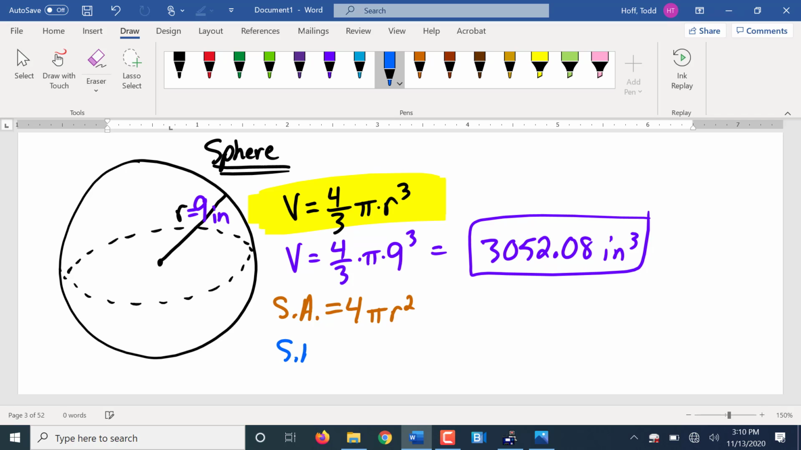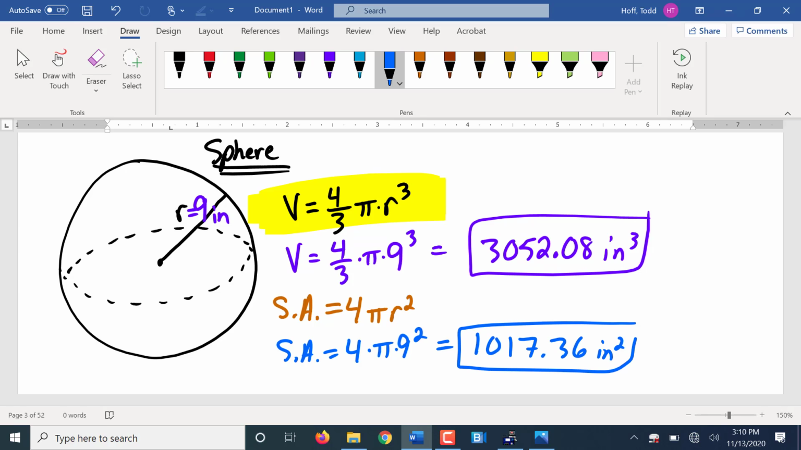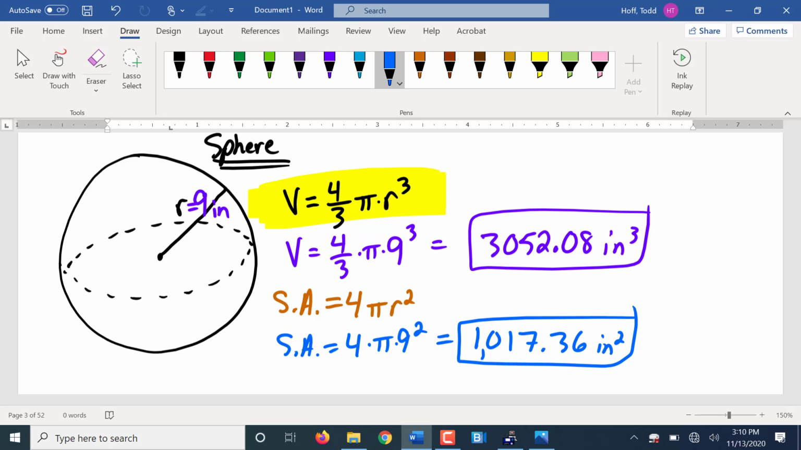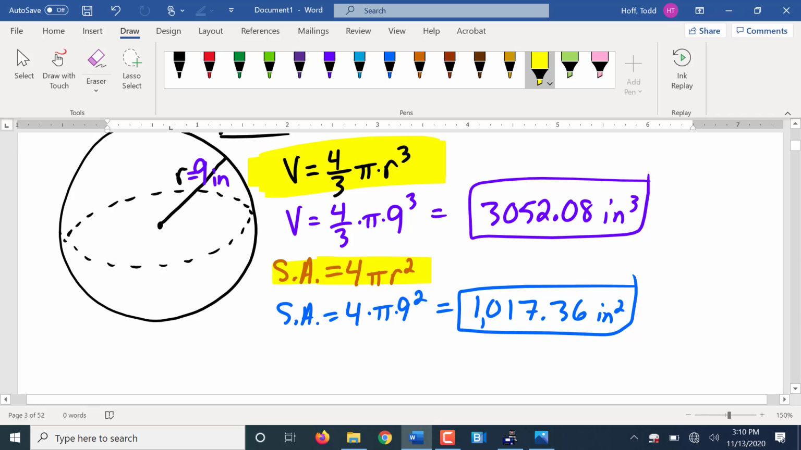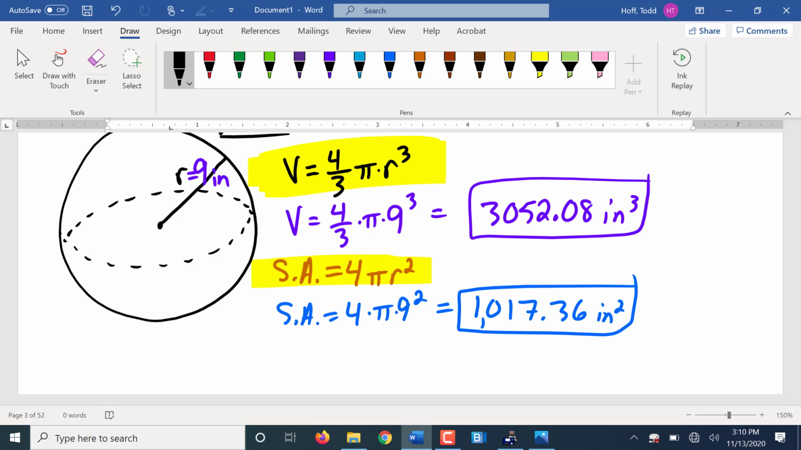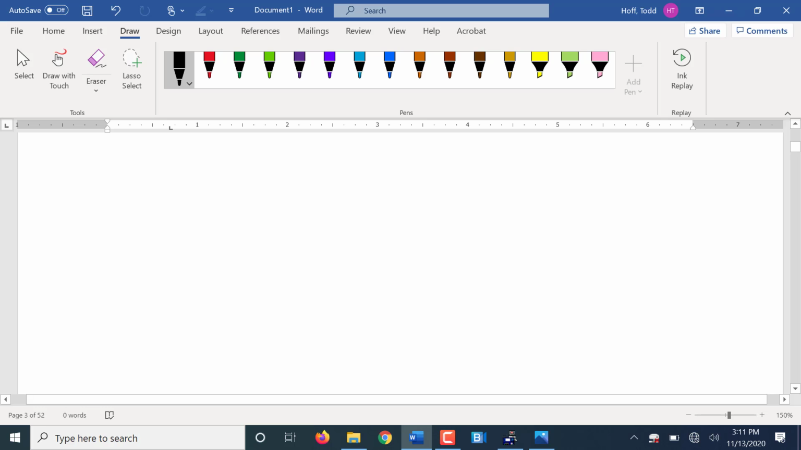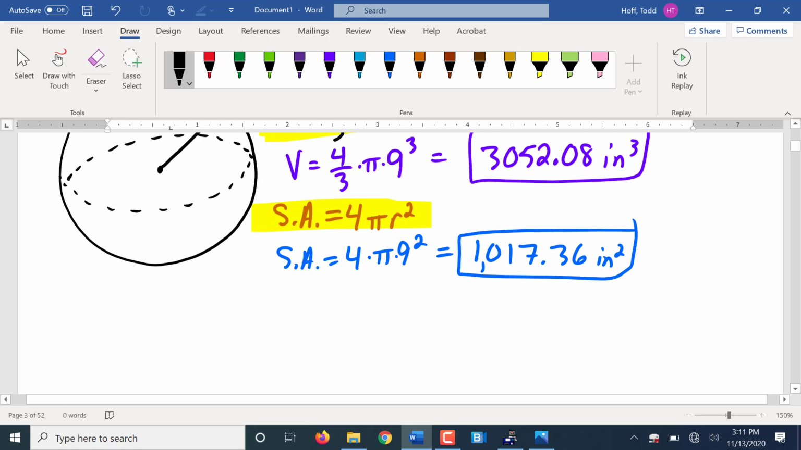So for this sphere, it's 4 times pi times that radius of 9 squared. What do you get, 1,017.36? Does that work out? I just guessed on it, so. Okay, perfect. So again, that formula is one you need to have down somewhere where you can find it quickly for the surface area of a sphere. Four times pi times radius squared.